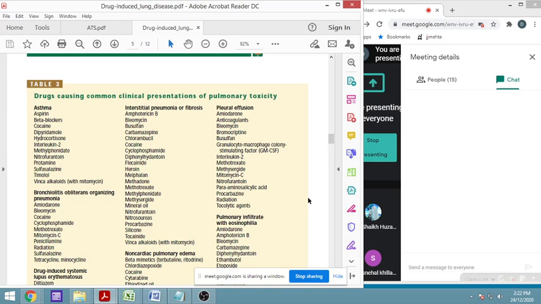Can anybody tell how aspirin can cause an increase in asthma? Anybody remembers? You can immediately unmute yourself and speak out if you know. We have studied that mechanism earlier while studying pharmacology.